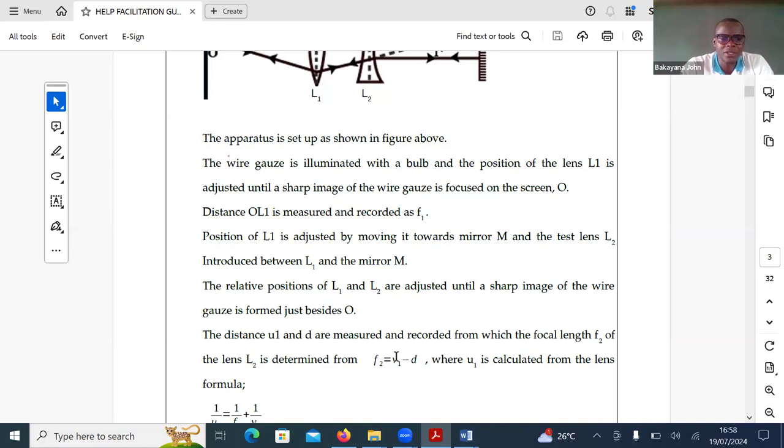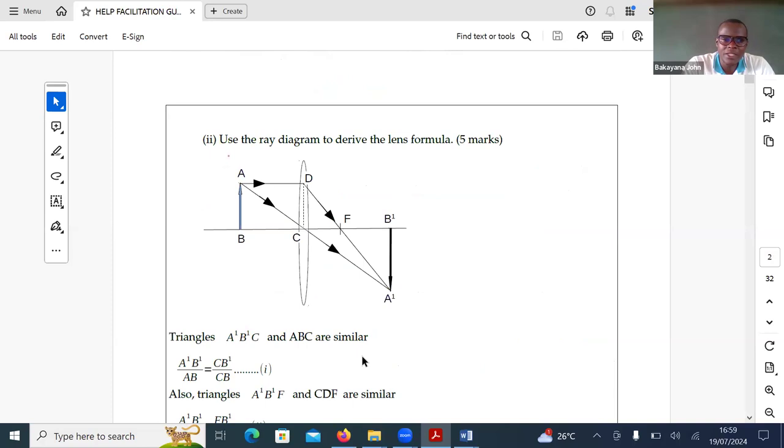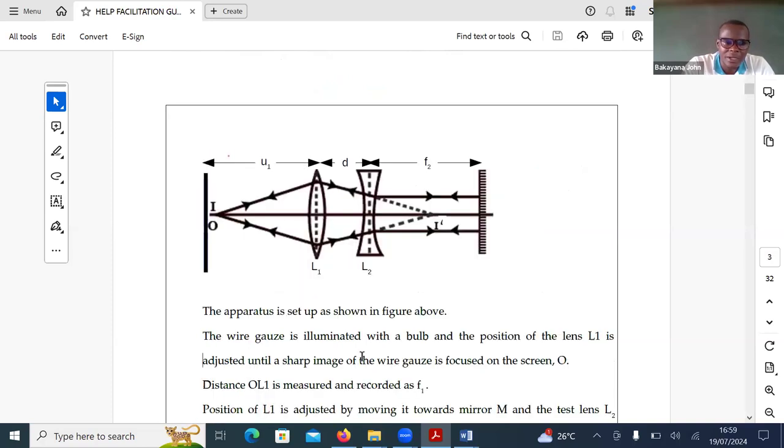So at that point, we are saying that the distance U1, I think you know where U1 is. U1 is between the screen and the lens. So the distances U1 and D are measured and recorded. Remember, our task is finding the focal length of what? Finding the focal length of the concave lens.